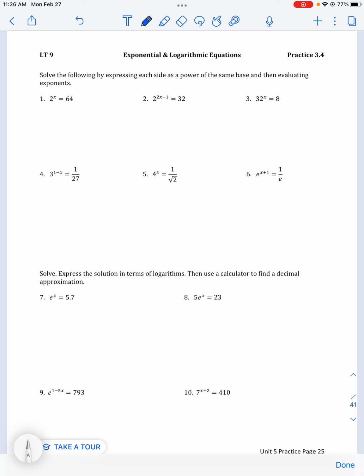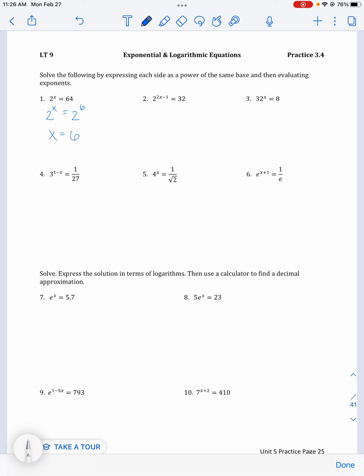And I'm going to start off with number 1. 2 to the x is 64. This does not need a calculator, but we're going to use the same base. If you know it in your head, that's fine. If you don't, here's how it would look. 2 to the x equals 2 to the what? Well, that ends up being 2 to the 6, I believe. And so x equals 6.